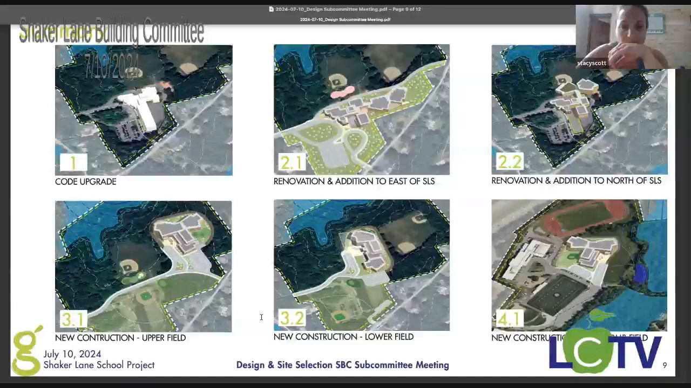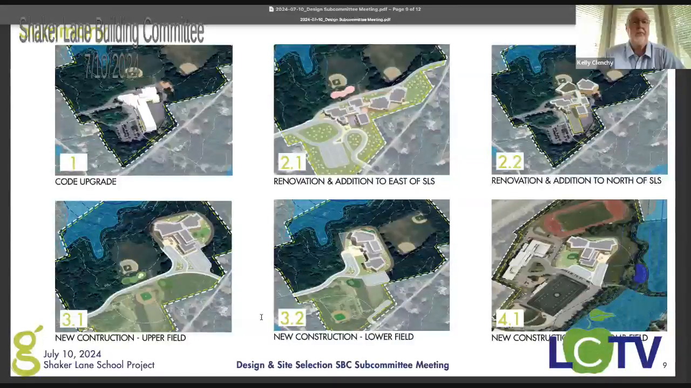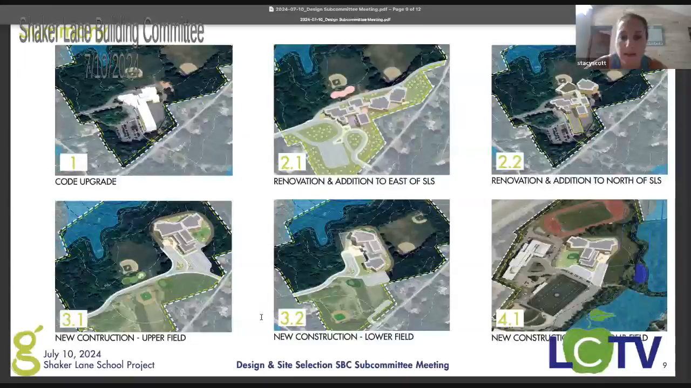That's between 2.1 and 2.2. Yeah, I think 2.1 seems like it makes the most sense because it's the least disruptive for a lot of the logistical things that we need to consider. And I was just wondering, so we have 3.2. I love how with 3.2, with the new construction, we have all of the community fields out in the front. Is that something that can be configured into 2.1?